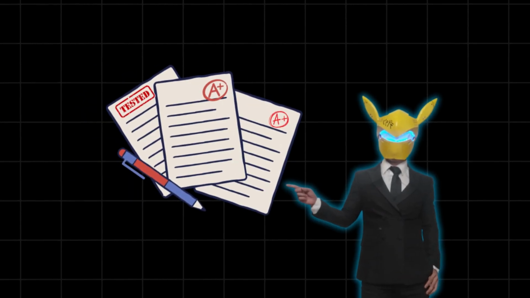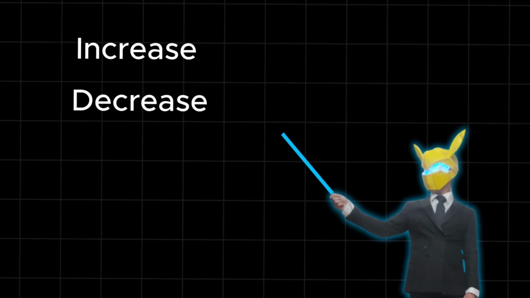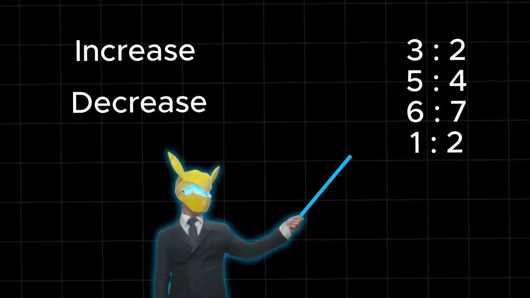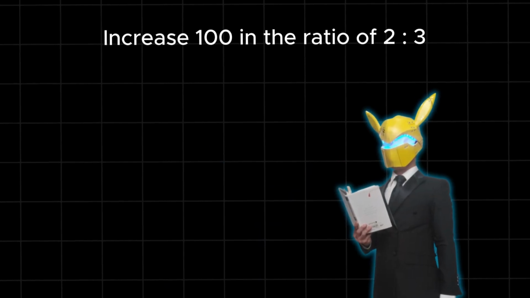You are missing out on these easy marks. In this video, we are going over how to increase and decrease a number in a given ratio. Increase 100 in the ratio 2 to 3.